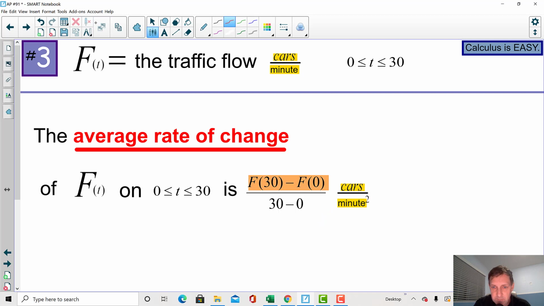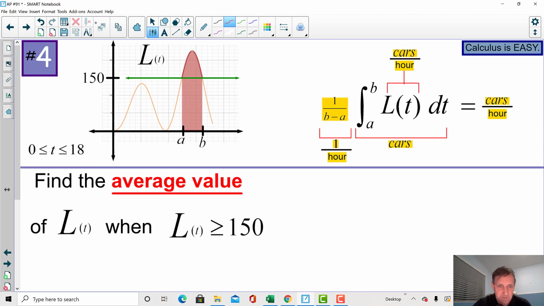All right, let's have a look at number 4. Okay, for number 4, it just says find the average value of L. Now there's one extra little challenge piece in here. They want you to find it when L of t is greater than or equal to 150. With our graphing calculator, we're not actually going to solve this inequality. What we're going to do is we're going to solve the equality. So we want to know where it's equal to 150 first, and then we'll go from there.